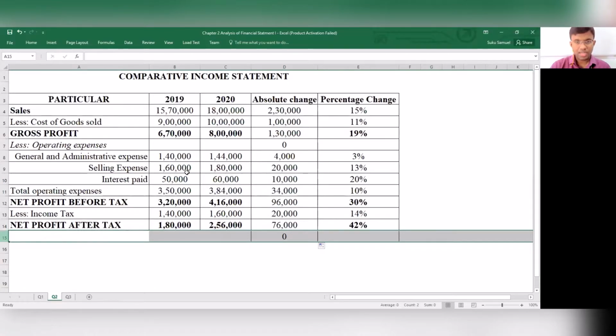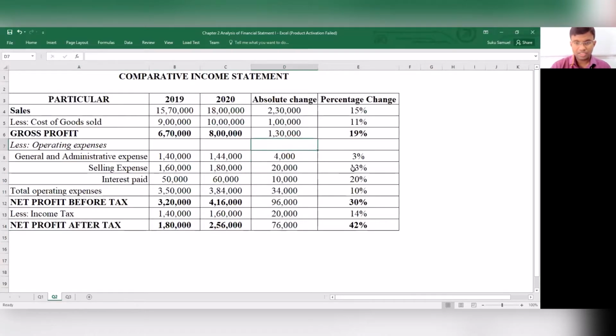Okay, so let's just quickly do that, and I have worked out the calculations here, and I'll just quickly discuss the values also with you, and then we can have a discussion regarding the position of this particular firm. So with that note, let us just quickly work out. So cost of goods sold, if you notice, the absolute change is 1 lakh, which translates to a percentage change of 11%. Gross profit overall has increased by 1,30,000. Percentage change would be 19%.